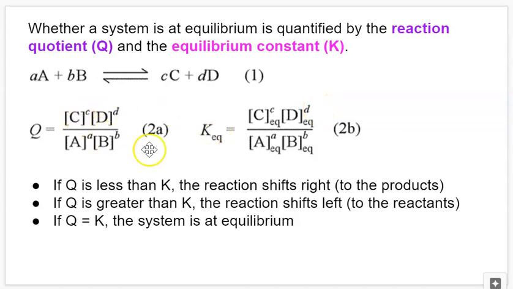And if Q is greater than K, that means it's more numerator favored than the equilibrium wants to be. So it's going to shift to make more reactants in order to make the denominator bigger and then decrease the Q value until it equals K. Because when Q equals K, that's when we know the system is at equilibrium.